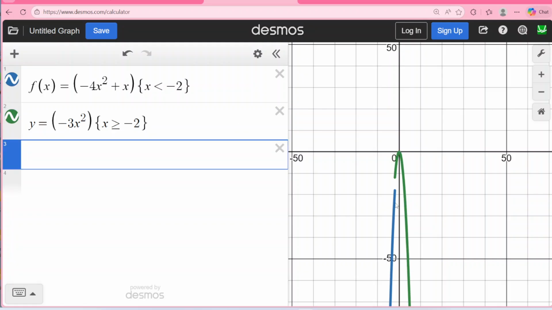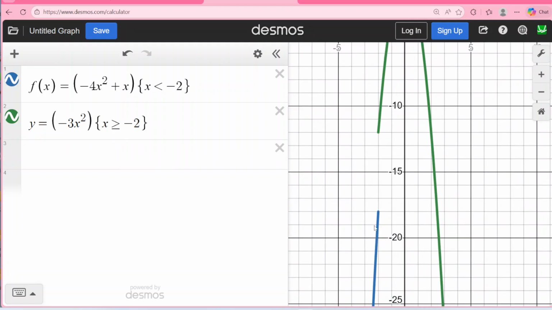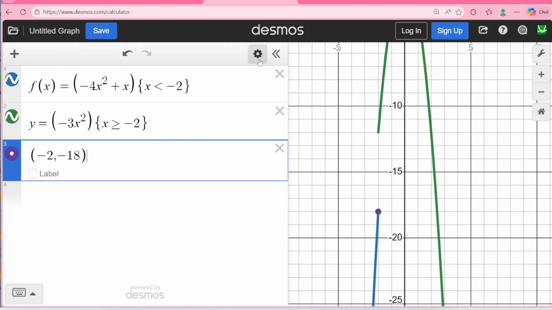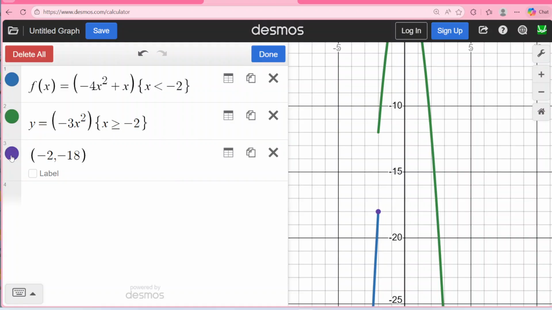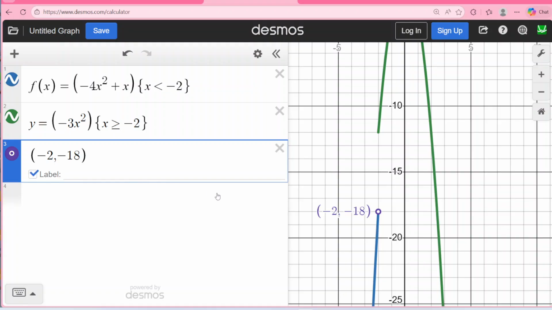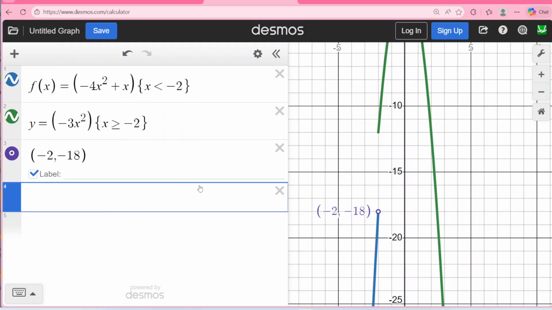All right, so I got two pieces, one in blue, one in green, and hopefully you can see that they are definitely approaching two different locations to the left and right of negative 2. This is approaching the location, we said here's the point negative 2 comma negative 18, the left limit. There it is. I'll make it an open point because it technically shouldn't be there, and label it. You see how the graph on the left side of negative 2 is approaching that point with the y value of negative 18. And then the other one was negative 2, negative 12.